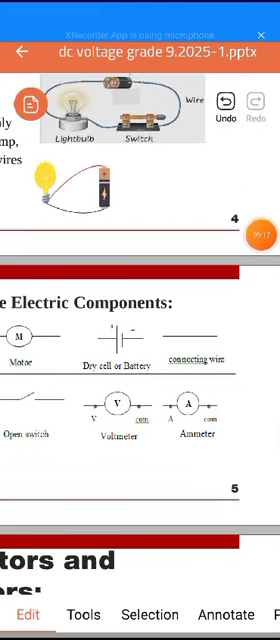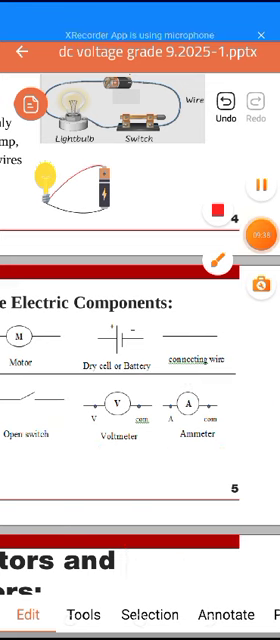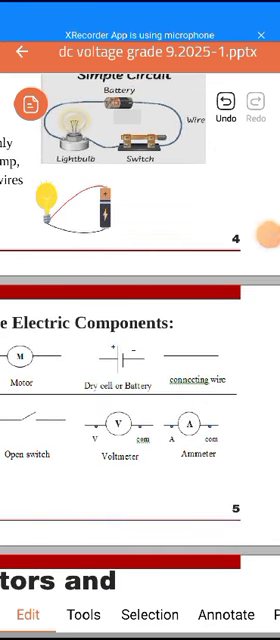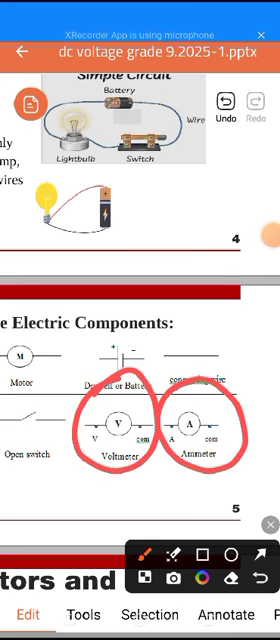We still have two symbols, the voltmeter and the ammeter. We have something called a multimeter, which is a device. It's called multi, meaning many. Meter is a device used for measurement, to measure something. So it has many functions. It can function as a voltmeter or as an ammeter. So it's called multimeter because it can function as a voltmeter or as an ammeter.